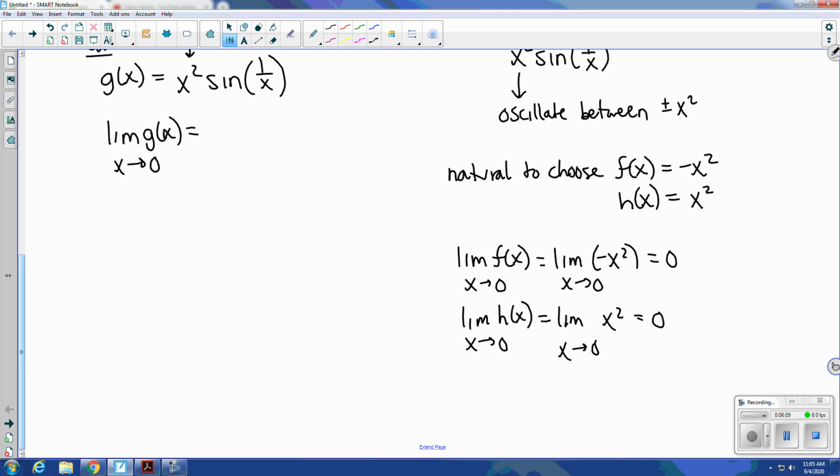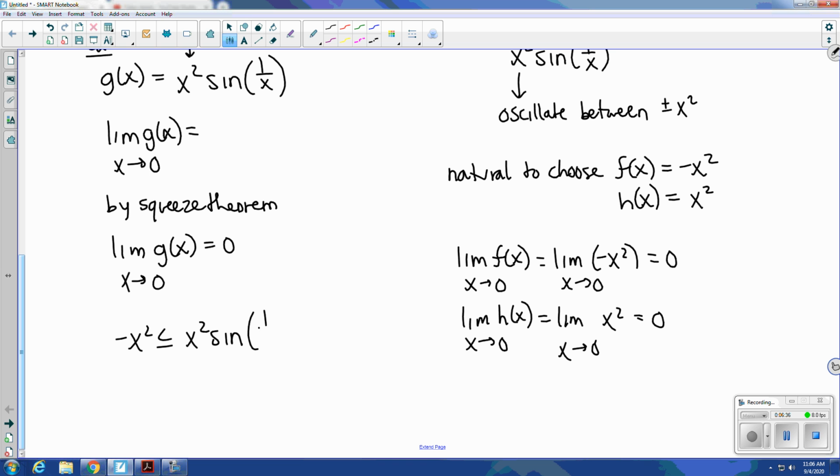Because these are the same, by the squeeze theorem, we can say that the limit of g of x as x approaches 0 is equal to 0 as well. Again, we established that negative x squared is less than or equal to x squared sine of 1 over x, which is less than or equal to positive x squared. Based on our definition above, this is our f of x, this is our g of x, and this is our h of x.